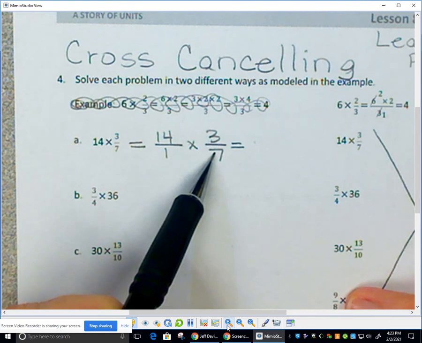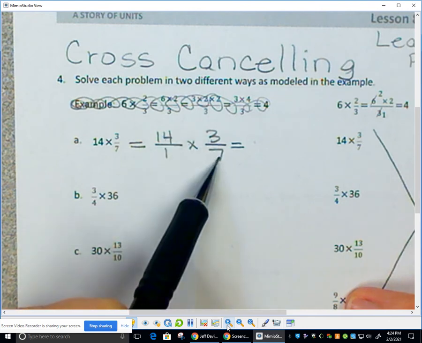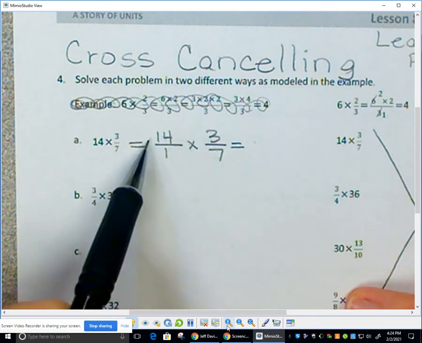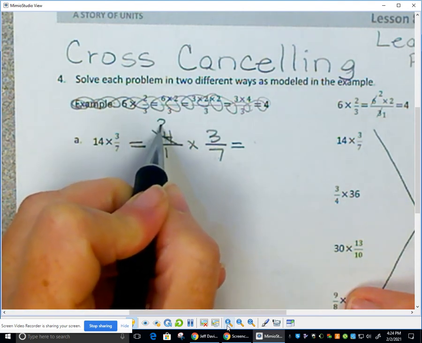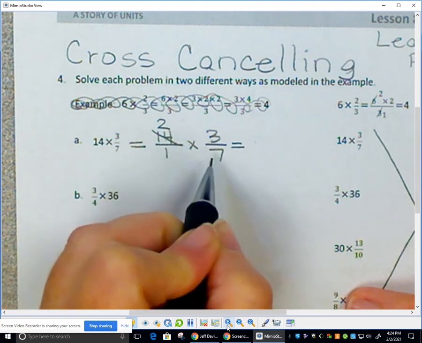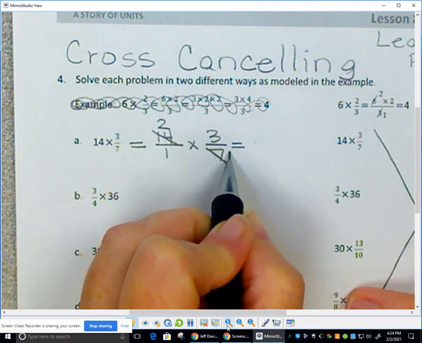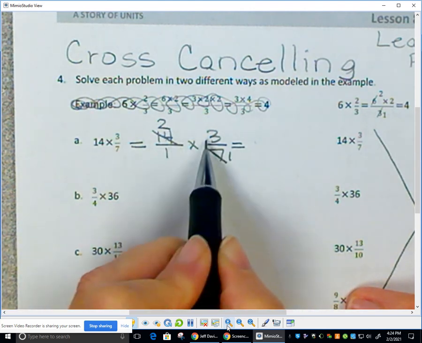Will 7 go into 14? We know it'll go into itself. Yes, 7 will go into 14 2 times. So we'll change the 14 to 2. And 7 will go into itself 1 time. Now let's go this way.